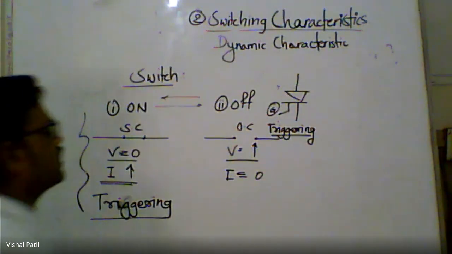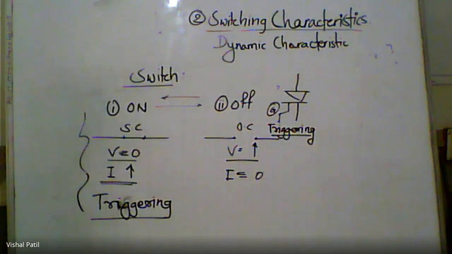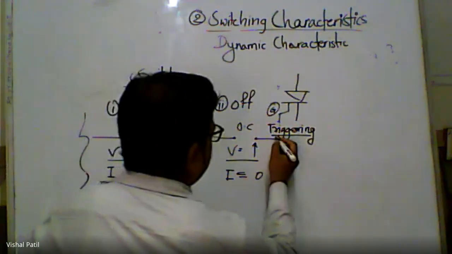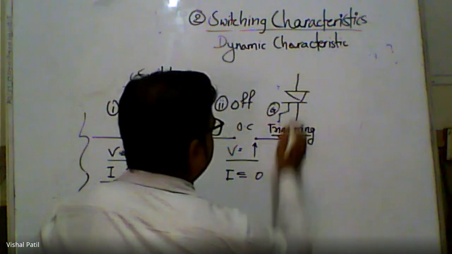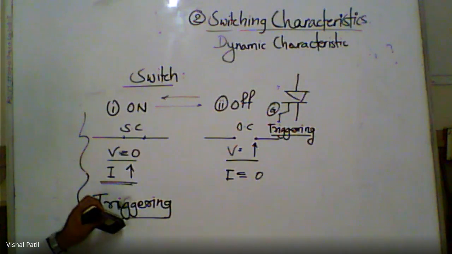Since we have a gate terminal here, the simple and sophisticated way to turn on the SCR is by providing a gate pulse to the gate terminal of the device. That is called triggering. So any method which is associated to turn on the SCR, to turn on the thyristor, is called a triggering method. We are going to see triggering methods in detail in some other session, but at least at this stage you should know the meaning of triggering.